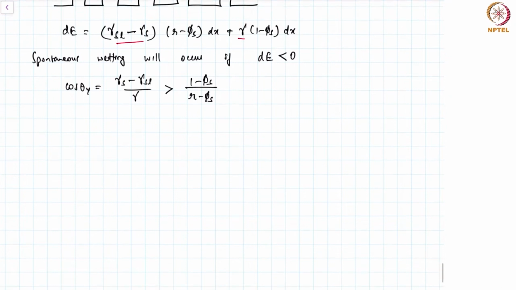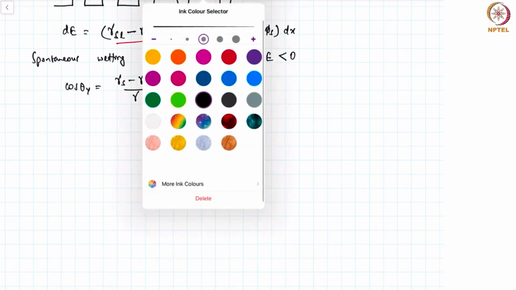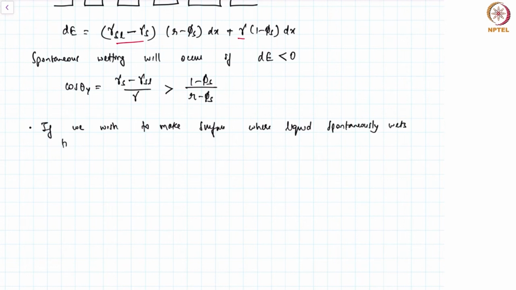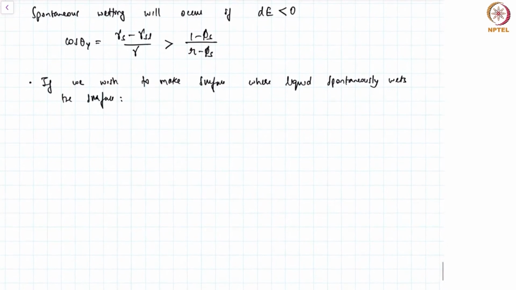Now what one can do is, if we wish to make surfaces where liquid spontaneously wets the surface, then we have control on 3 parameters.